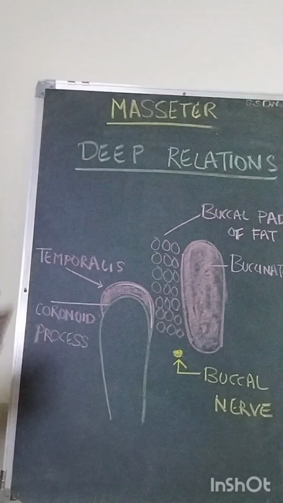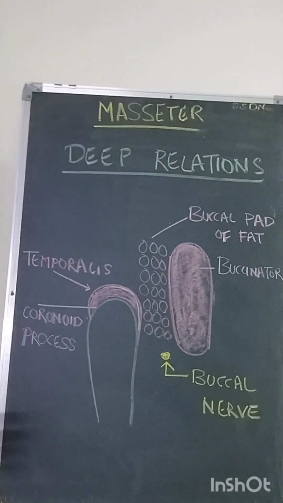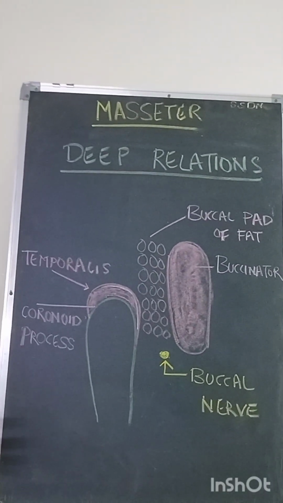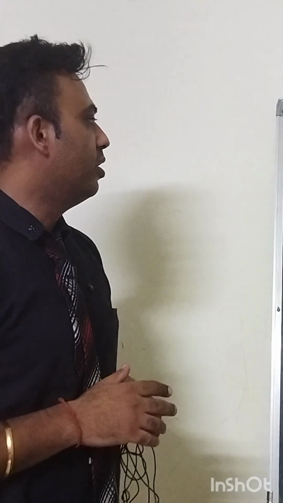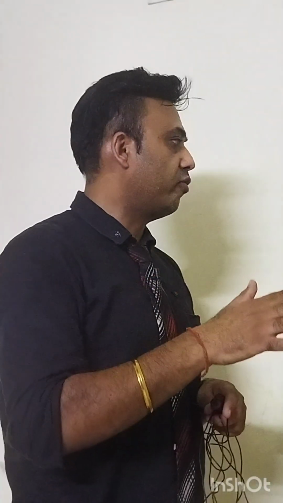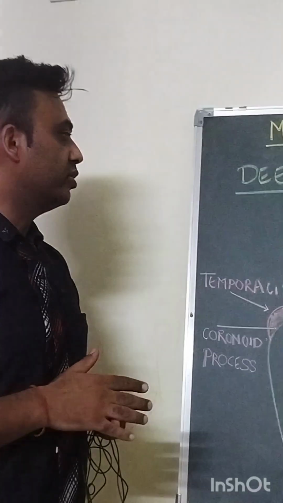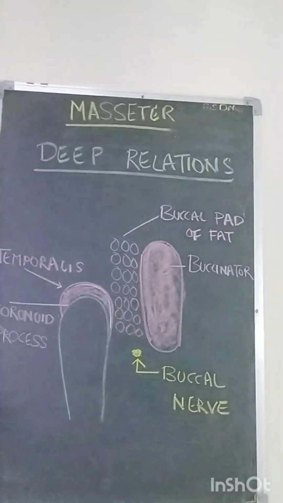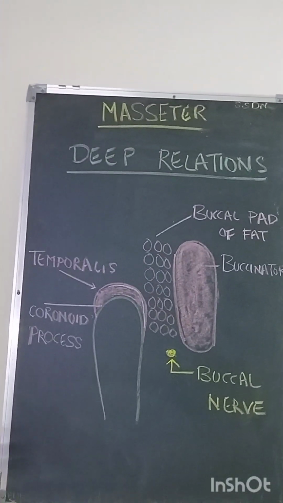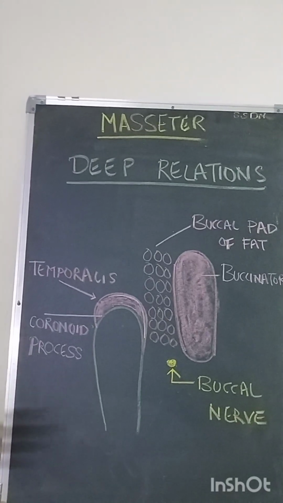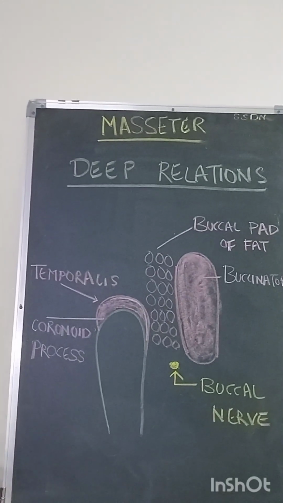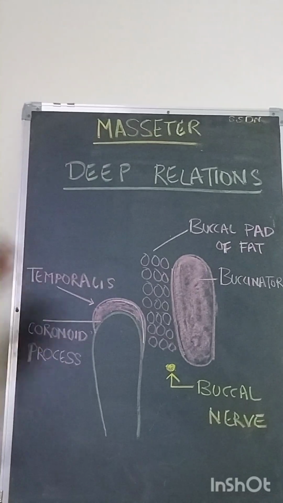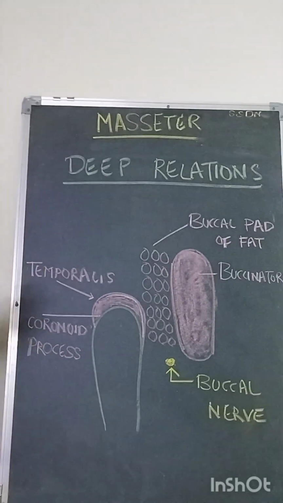So in the masseter muscle, we have seen the development: it is derived from the mesoderm of the first pharyngeal arch. We have seen the origin, from the zygomatic arch. We have seen the insertion into the ramus of the mandible, supplied by the mandibular nerve. We have seen the action is protrusion and elevation of the mandible, and we have seen the superficial and deep relationships of the masseter muscle.